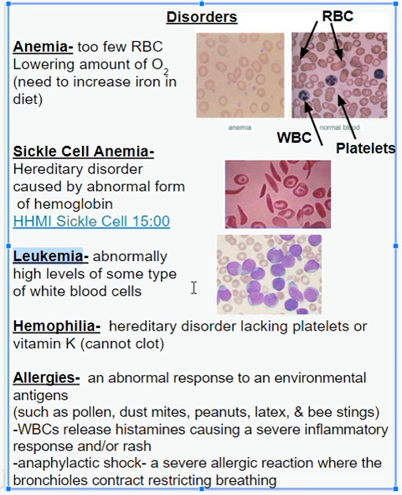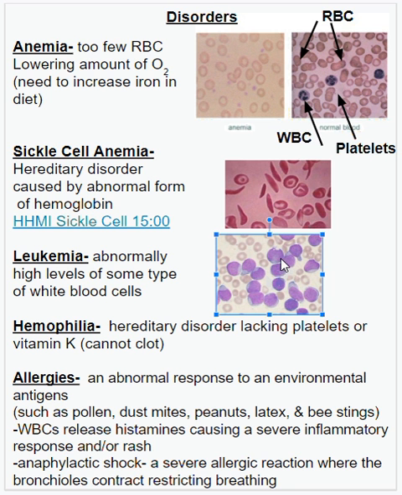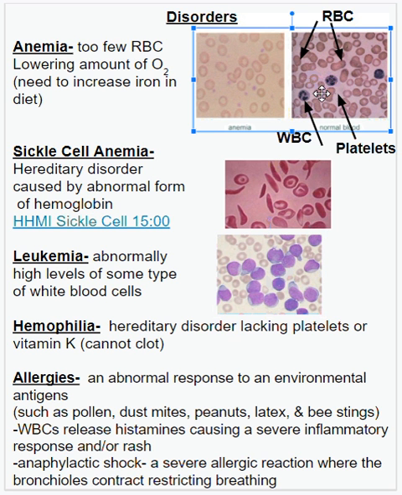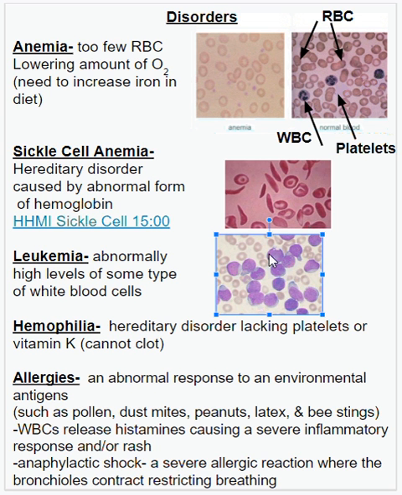The third disorder identified on here is a cancer disorder. Leukemia is frequently referred to as blood cancer. It's abnormally high levels of certain white blood cells. In our blood slides, we will see these large purple cells. You can even see them up here. These are white blood cells. If there are a lot of these white blood cells, they have a tendency to crowd out the red blood cells. And these white blood cells are also not functioning properly.